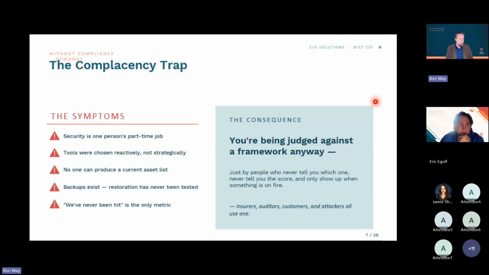So that's fun. And of course, the only metric that a lot of these folks are thinking of is, well, we've never been hit, so we're doing it right. But there's already a framework that you're being judged against by vendors, by insurers, by auditors, customers, and they're not telling you all the things that they're seeing that you're not doing. They're not telling you when they want to log into one of your systems, well, how come there's no option for MFA? That seems like that's something that would be important.